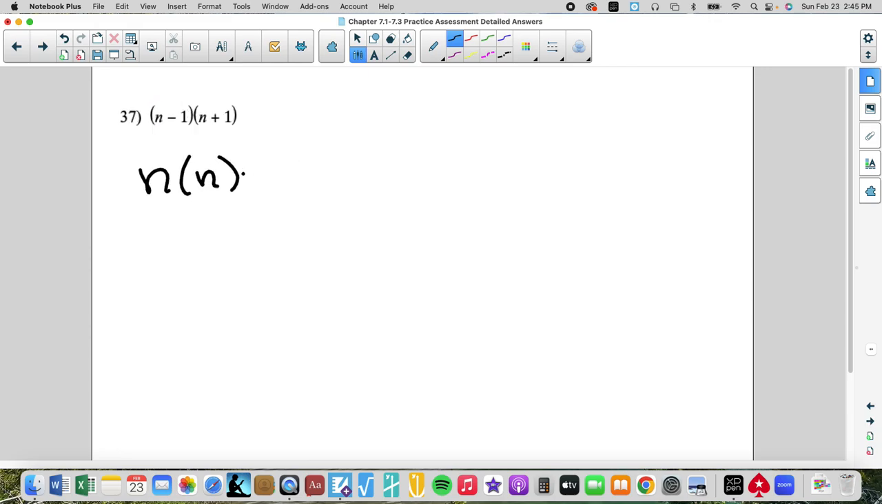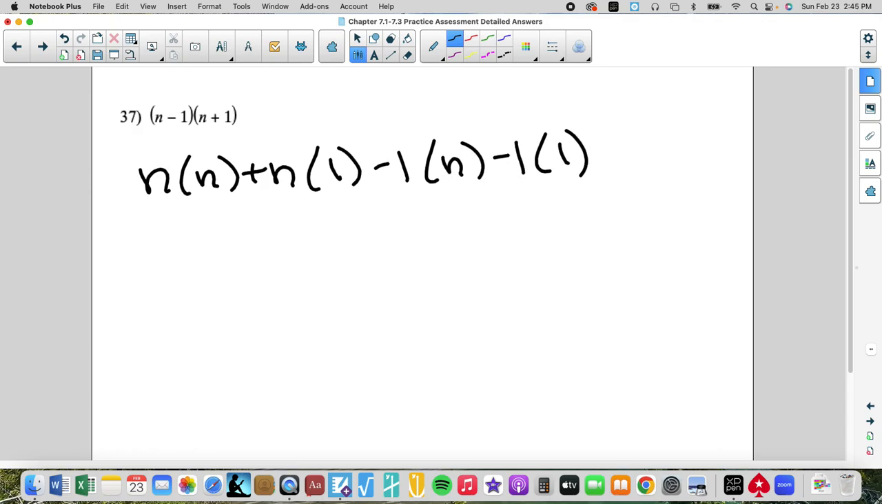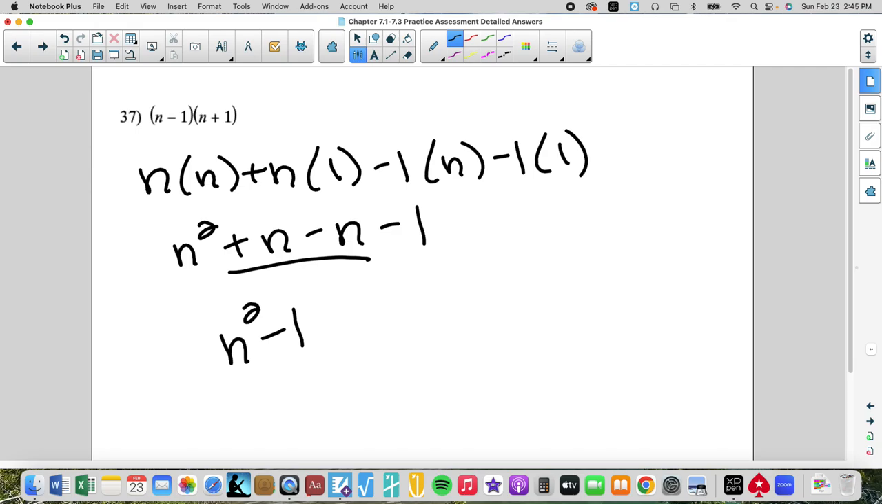N times n plus n times 1 minus 1 times n minus 1 times 1. N times n, n squared. N times 1, n. Negative 1 times n, negative n. Negative 1 times 1, negative 1. These cancel, n squared minus 1.